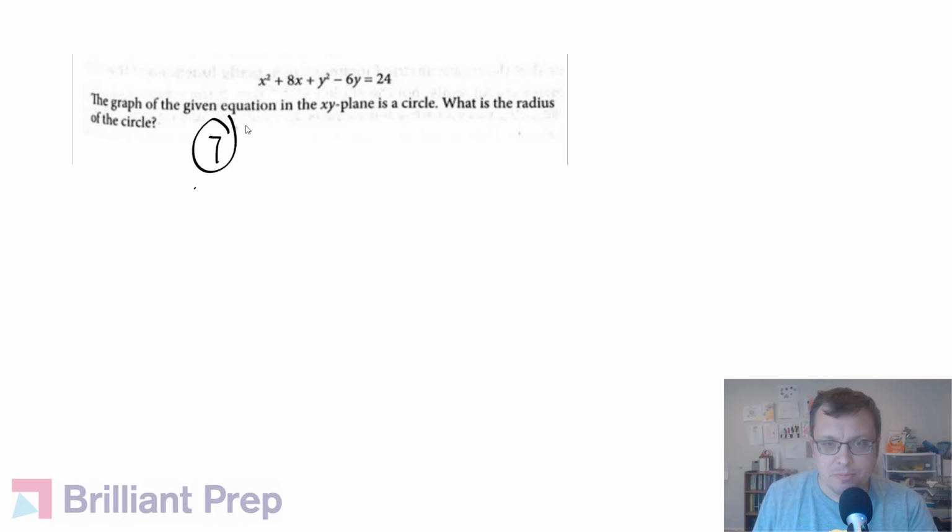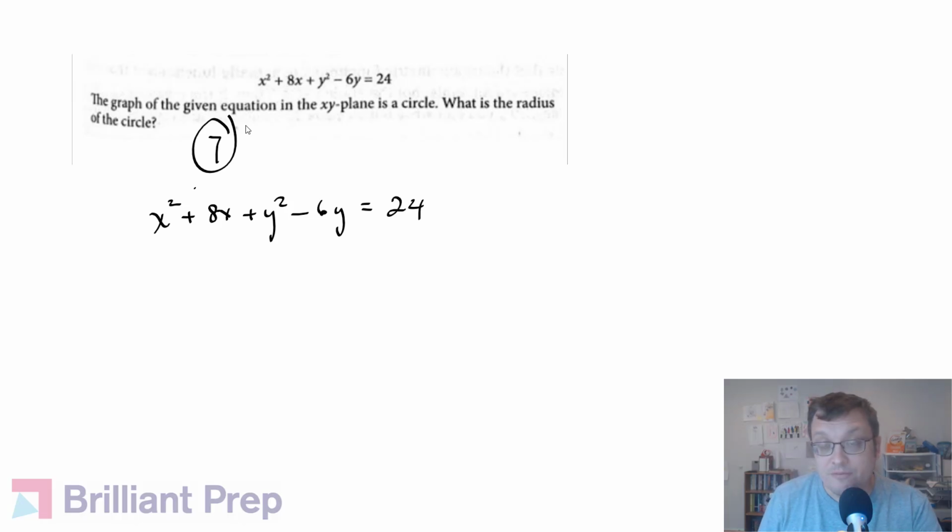But what if we wanted to do it by hand? It's important to know how to do it that way, just in case there are other questions where, for one reason or the other, Desmos isn't viable. So what we need to do here is complete the square. In fact, we need to complete the square twice, once with the x's and once with the y's. And there's an algorithm to do this.